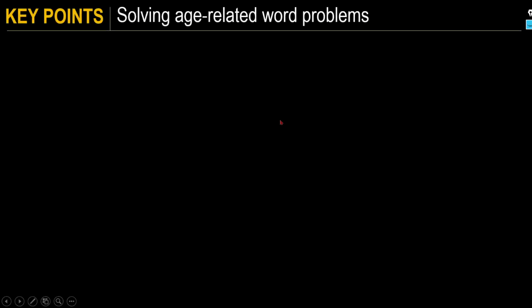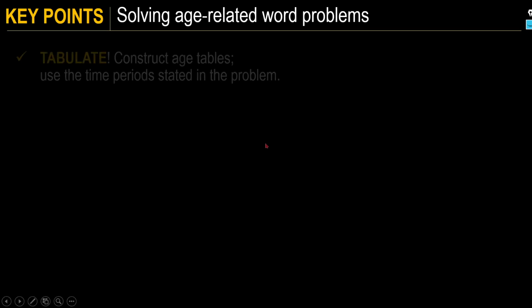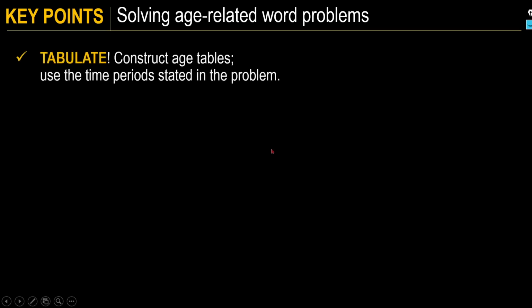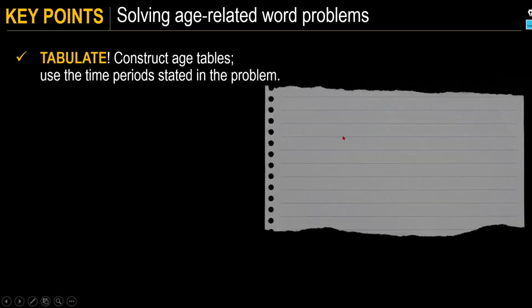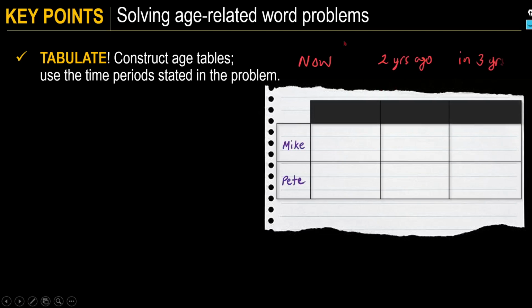Right, next. Paano naman yung mga age-related word problems? Ano dapat natin gawin dito? Much like in the demonstration, in the examples in the asynchronous material, a key is to tabulate. Gagawa tayo ng mga age tables and the time periods in the problem, like the keywords typically, now, 2 years ago, in 3 years, those are your time periods, as stated in the problem.